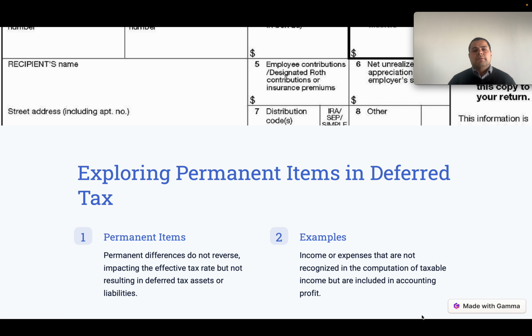Another example is the inflationary adjustment calculation here in Mexico. When we compare our assets and liabilities, we get a difference. That difference is then multiplied by the inflationary percentage that we have here in Mexico, and that will either give you a deduction or a taxable income. So that's also another permanent item that is going to be in your tax return, but it's not going to be in your books or in your accounting records.